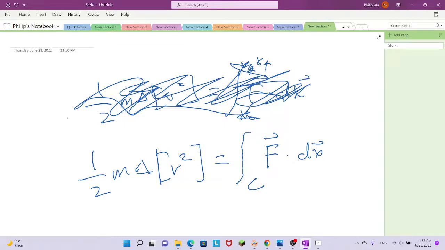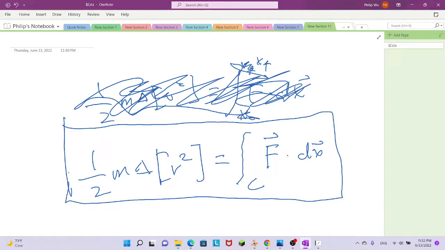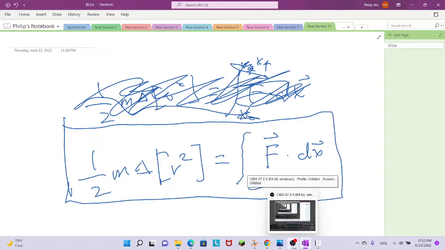So this is the net. This is our statement from before. This is what the work-energy theorem says. And what I did just before was some intuition on how exactly you can get to this statement. And now shortly we'll be going over the rigorous proof of this theorem.